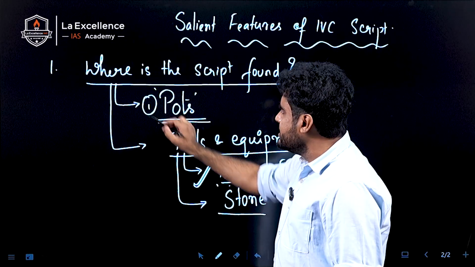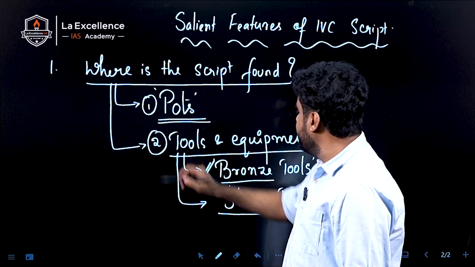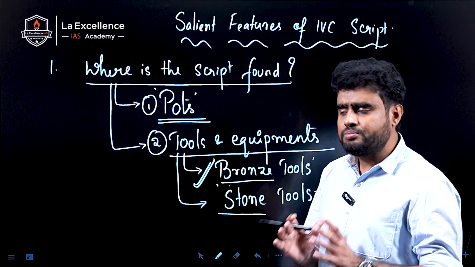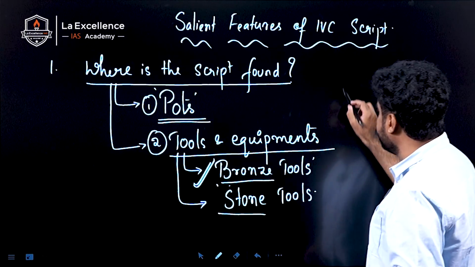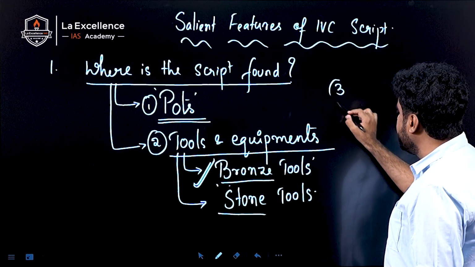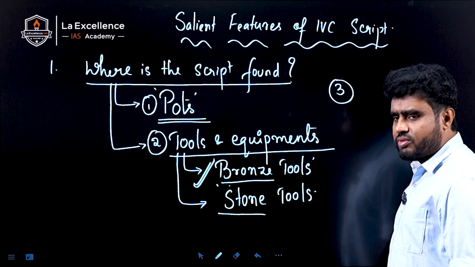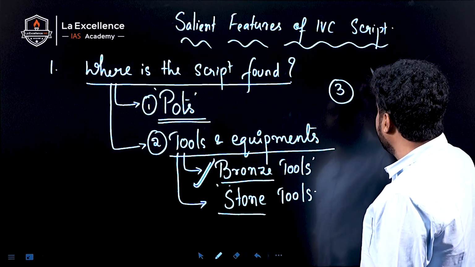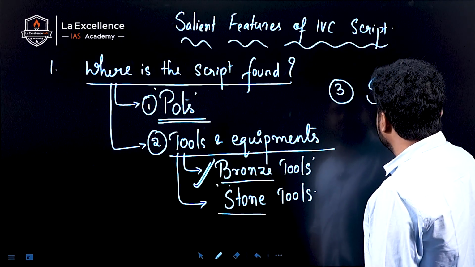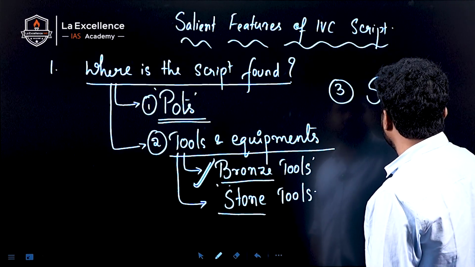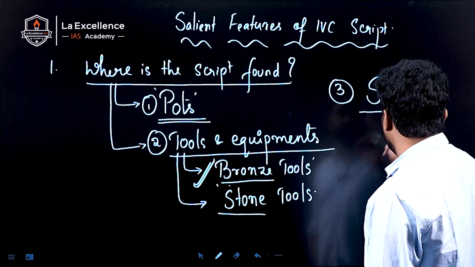So this is the second category of the place where you find the script of the IVC. Next, the third important place where we find the Indus Valley Civilization script is on the seals manufactured.